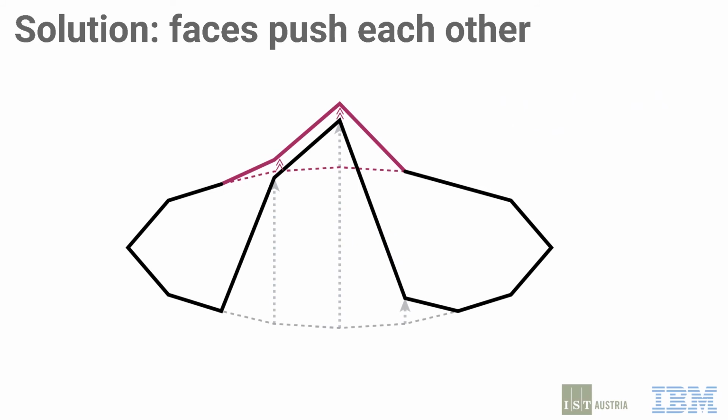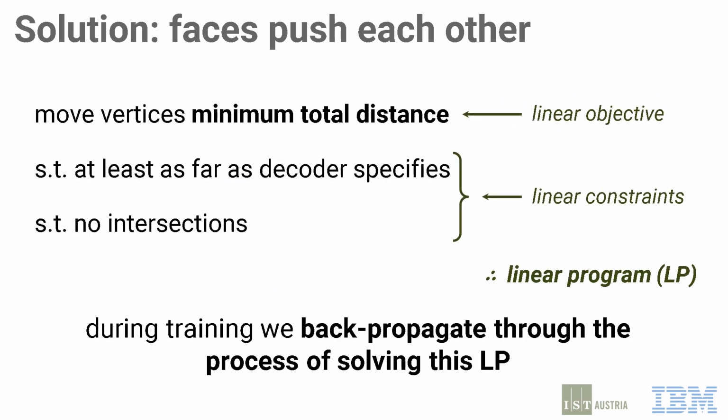Mathematically, this can be set up as a linear programming problem, and we solve it by incorporating a standard LP solver inside our network in each training iteration. We also show how to propagate gradients back through this process.